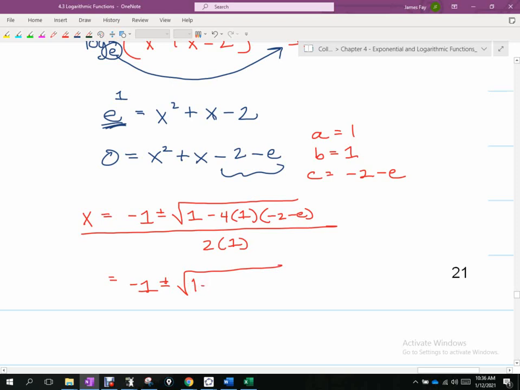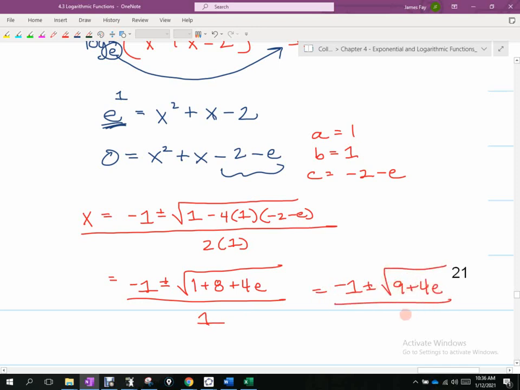All right, so evaluating that, negative 1 plus or minus... So now basically what's going to happen, I'm going to distribute this negative 4 to the negative 2 minus e, right? So negative 4 times negative 2 is positive 8, and then negative 4 times negative e is 4e. And that's going to give me negative 1 plus or minus the square root of 9 plus 4e, all over, oh, I don't know why I put 1 there, it's 2. Okay, so that's what we're going to leave as x for the moment.